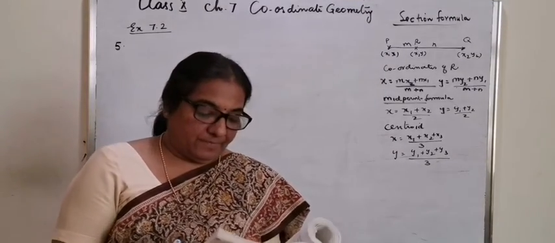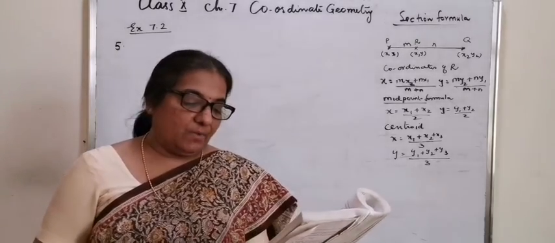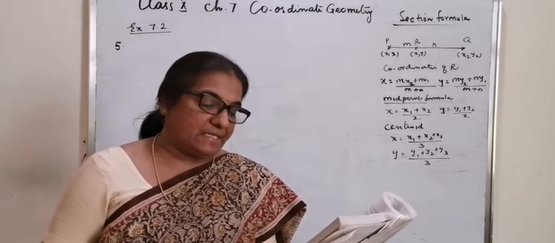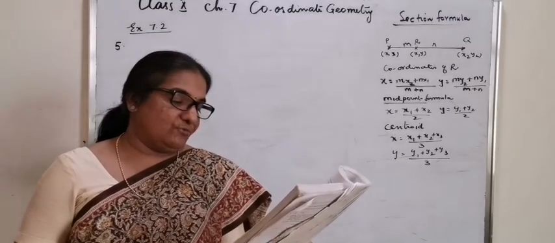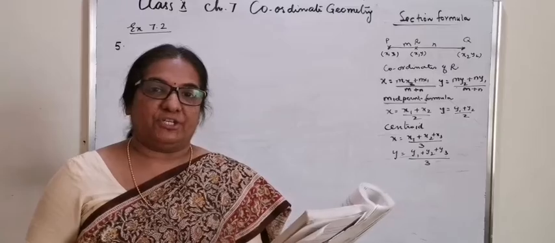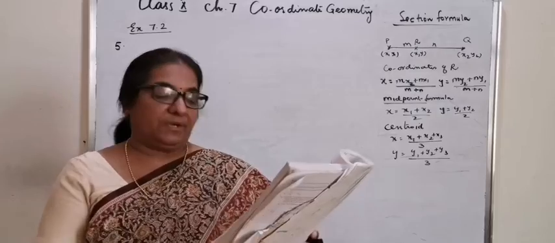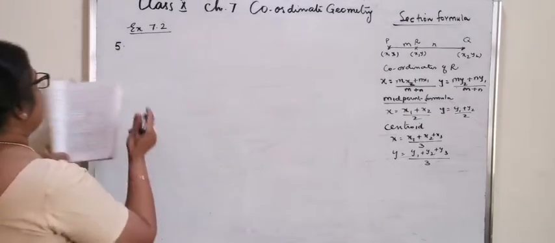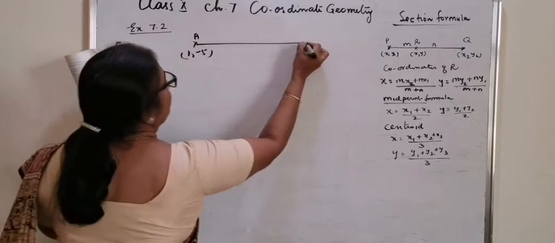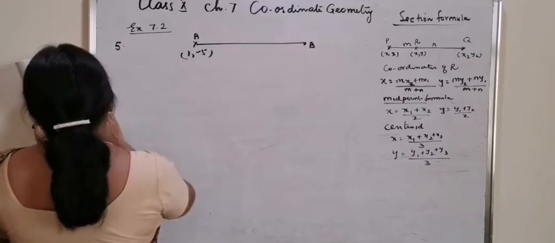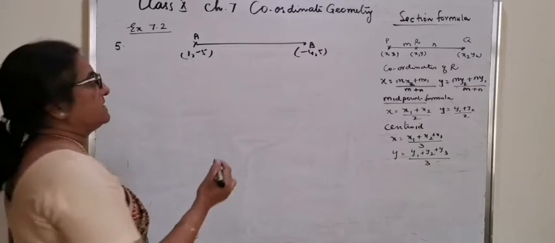Question number 5. Find the ratio in which the line segment joining the points A (1, -5) and B (-4, 5) is divided by the x-axis. Also find the coordinates of the point of division.